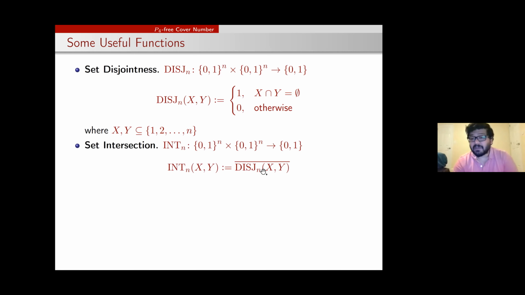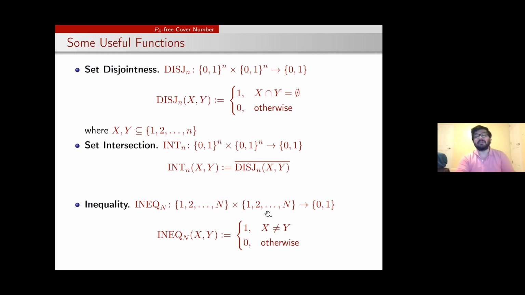Intersection is just the complement of disjointness. And another function that we want to study is the inequality function. So remember, equality is easy to compute given the equality oracle. You don't need any suggestions for it, no non-deterministic input for it. However, inequality is the complement of equality, and we want to understand how much non-deterministic input will be needed to compute inequality given one call to the equality oracle. So inequality is 1 if and only if the numbers are different. Otherwise, it is 0.